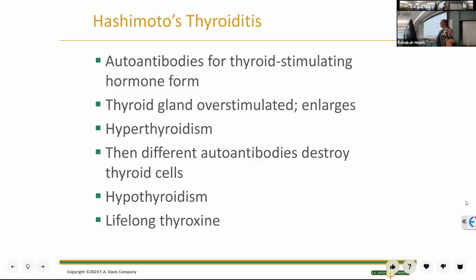And then treatment, just like anybody with hypothyroidism, is to give them thyroid replacement hormones like thyroxine. What time of day do we usually give thyroxine? Morning. With food, without food? Without food, yeah. Good job, you guys.